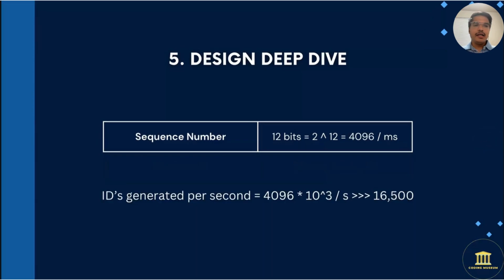Lastly, we have the sequence number, which is allocated 12 bits, allowing for 4096 possible values. This means that up to 4096 IDs can be generated per millisecond. When you scale this up, it gives us a total of 4 million IDs per second, which is much greater than our requirement of 16,500 IDs that we discussed in the back of envelope calculations. This gives the system a lot of headroom, ensuring it can handle even a higher ID generation rate if needed without running into performance issues.